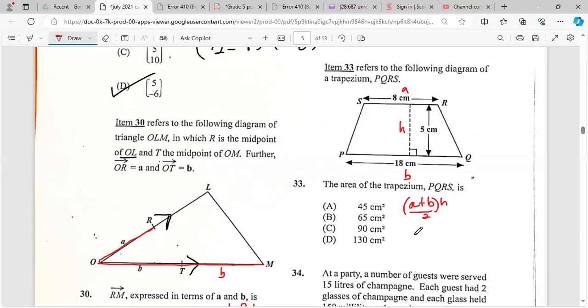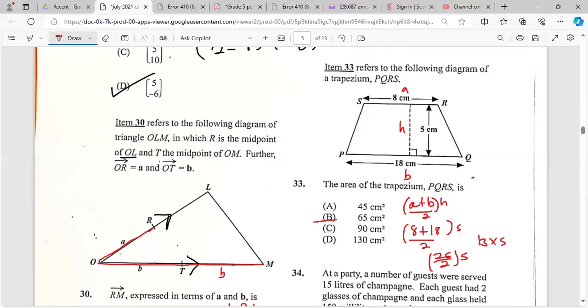So we could drop in things. So it would be 8 plus 18 over 2. And we work out that little part of the first bracket and then we times it by 5. 8 plus 18 is 26. 26 divided by 2 and then we times it by 5. Bracket first, right? So the bracket works out to 13 times 5. Oh, yeah, see here? That's 65.